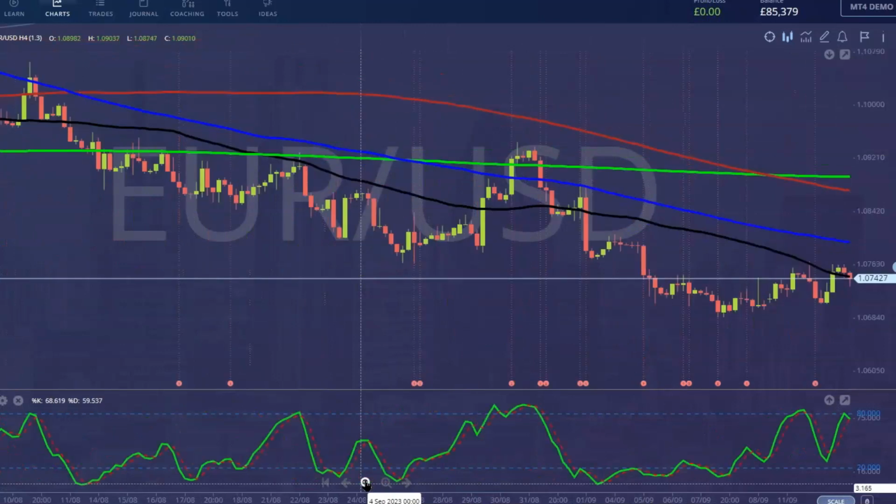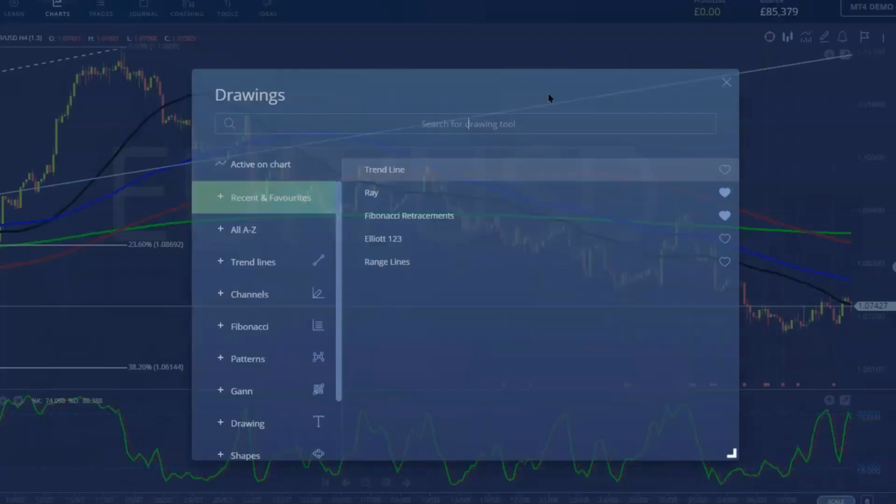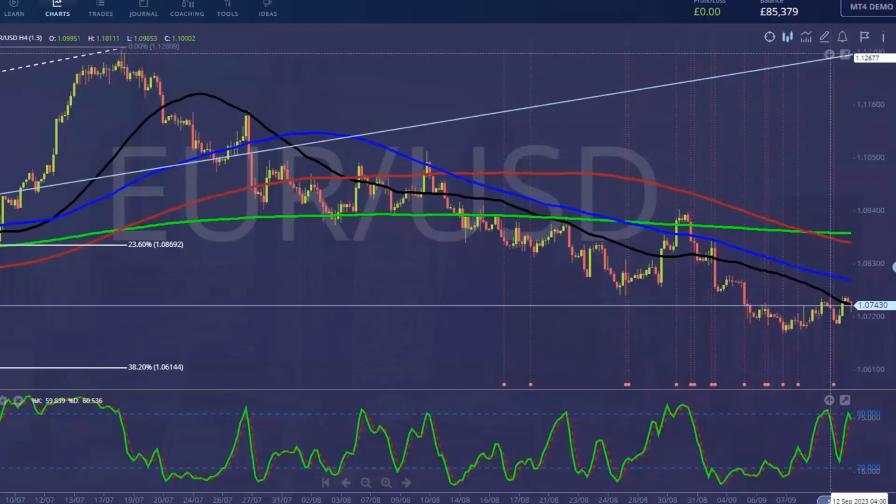Right. Now I'm going to go down to the 4-hour chart and really examine what I believe is the beginning of this bear trend. So I'm going to put trend lines on here.